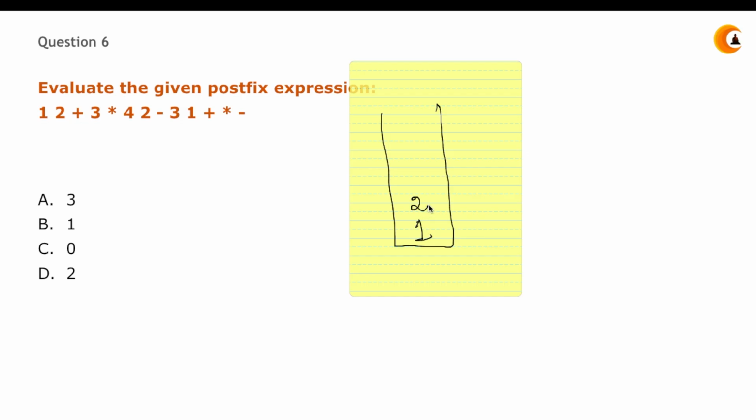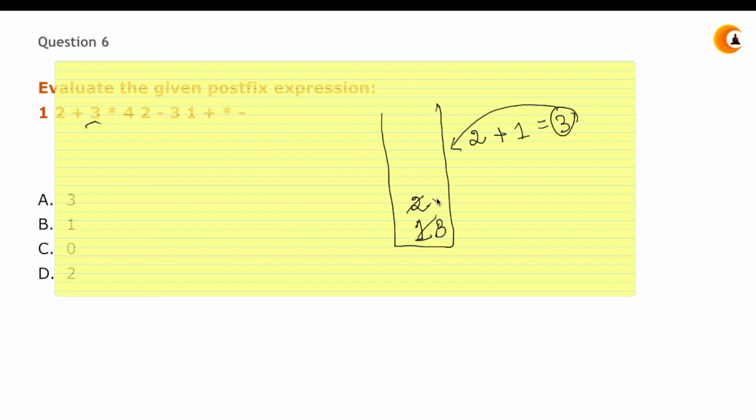Now plus is an operator, right? Since plus is an operator, pop 2, then write plus, then pop 1. So both of them are popped out. So what is the value? 3. Now this resultant will again go back into the stack. So place 3 here. Now 3 has been placed over here. Again, what do you have here? You have this 3, so again push 3 into the stack.